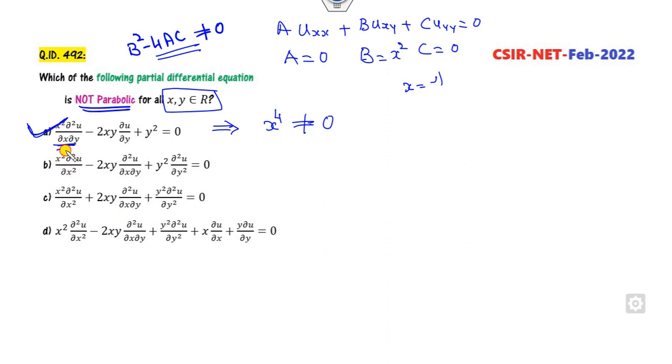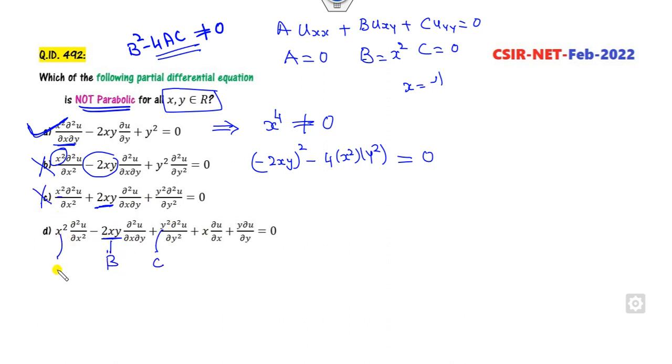Look at this case. A is my x square, minus 2xy, B, and this is my y square. So B square minus 4AC is 0. It's parabolic. It's a wrong option. Again, this is 4x square y square minus 4x square y square, which is 0, parabolic. This is my B, this is my C, this is my A. Again, it's parabolic. So the right answer is only A, which is not parabolic.